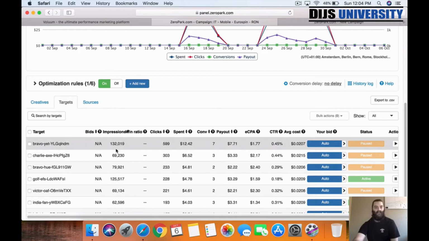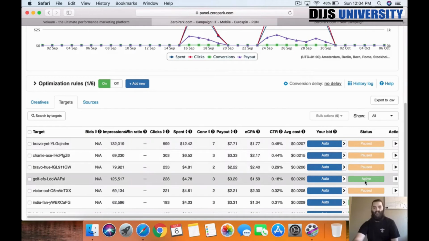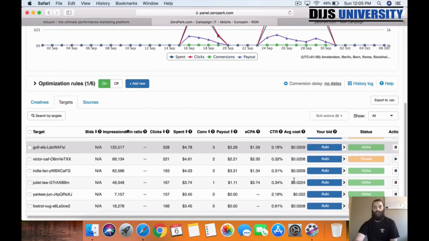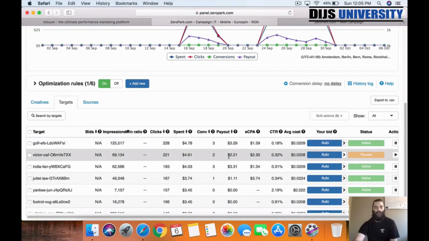It looks like this one got sent 132,000 impressions. It got 600 clicks. We spent $12 and only made 7. Whereas one of the active ones, they kept going. Let's see, this one got 228 clicks. We spent about $4.78. We got 3 conversions for $3.29. So a little closer. It looks like that's just what's going on with most of them here.